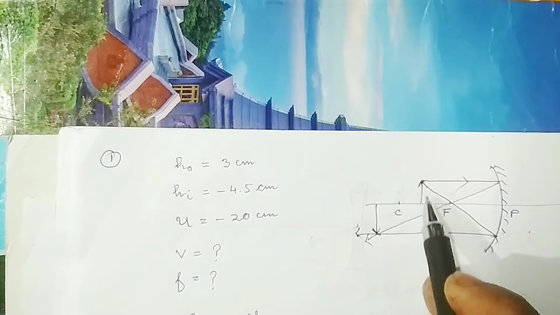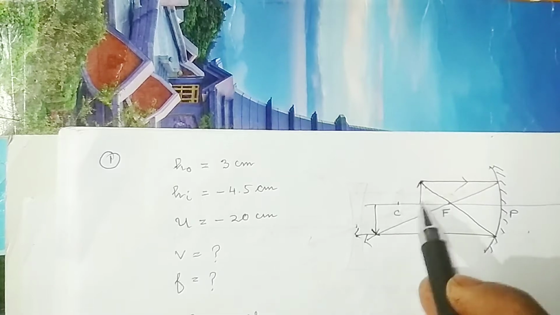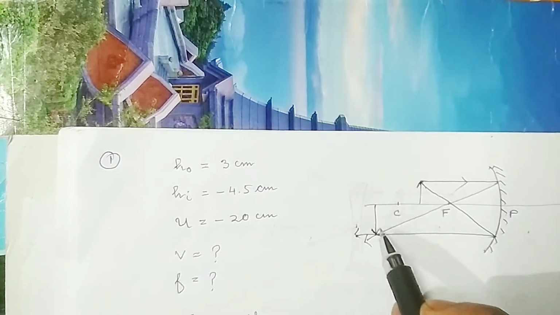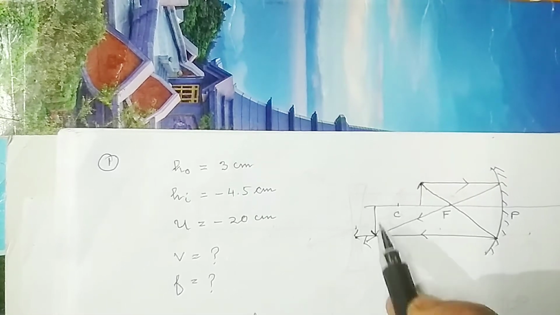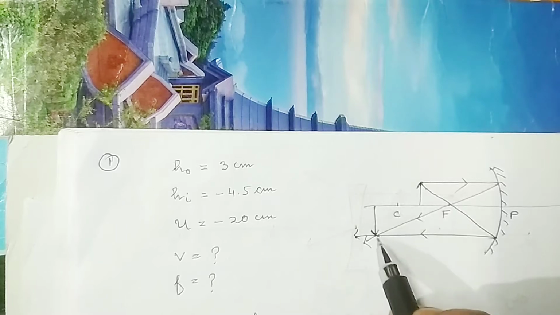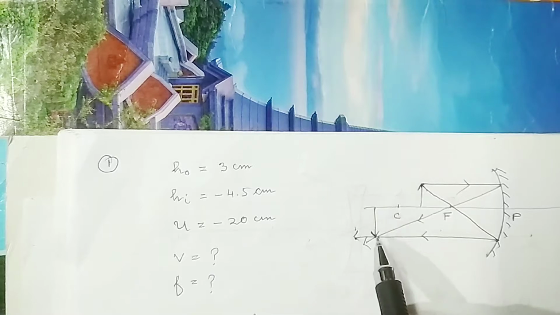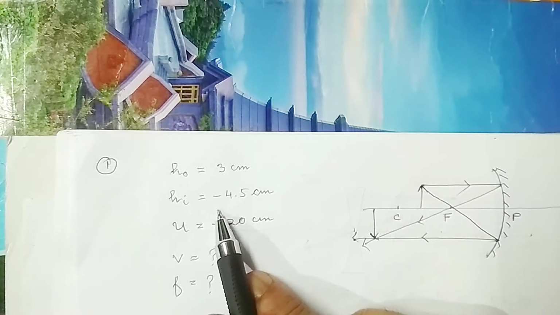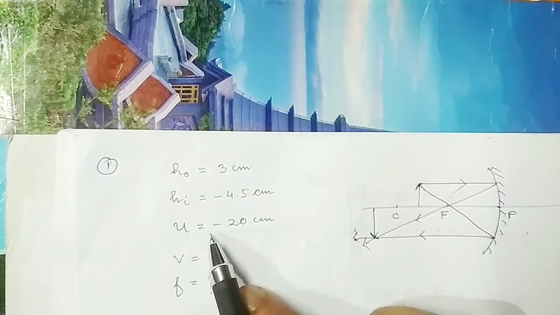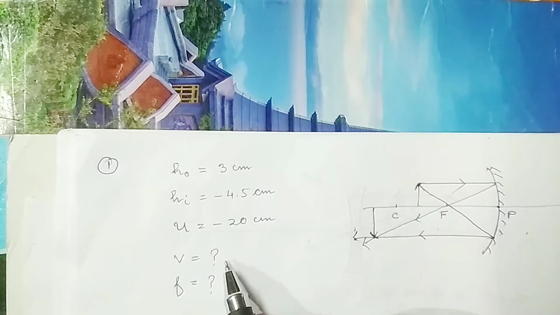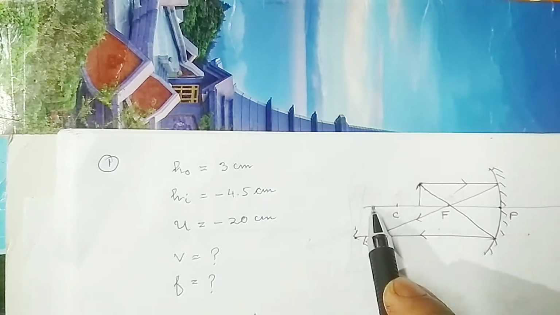This is the object whose height is 3 cm. The height of the image is 4.5. As you can see here, the image is magnified and it is a real image. The reflected rays are actually meeting, so the image is real. Since real images are formed below the principal axis, this will be minus 4.5. That is why we have to give this negative sign. The object is on the left hand side of the pole, so the object distance is negative. We have to find the image distance, that means this distance, and the focal length of the concave mirror.